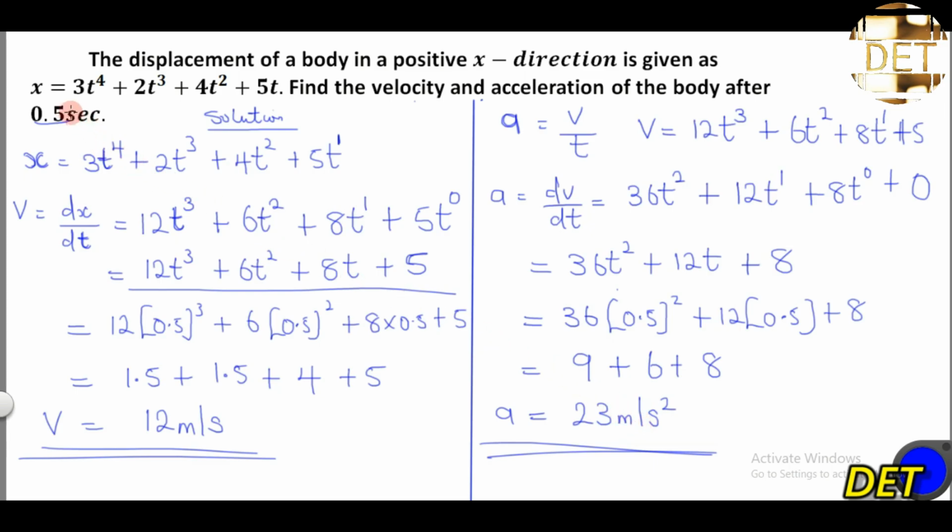So whenever you find a question like this, what you need to do is to first of all differentiate your x, and then after differentiating your x, you impute the value of your t, which is in seconds, multiply it, and then you'll get your velocity and you'll get your acceleration as well.